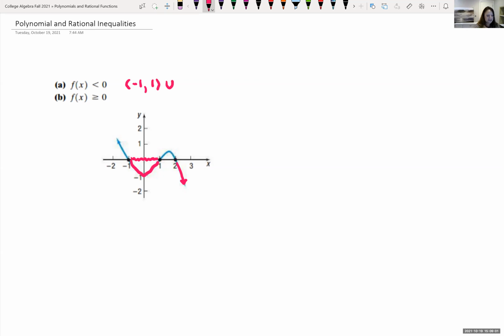Union, because it has the values from x from -1 to 1, not including, and we're using the values anything bigger than 2. That will always be below the x-axis. And so this is from 2 to infinity.